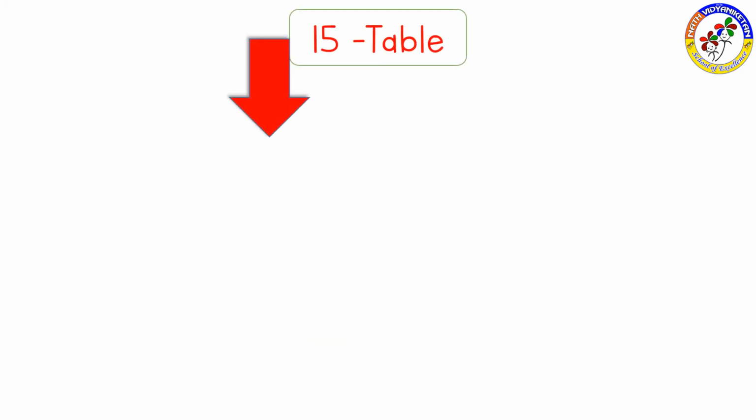Now the 15 table from the 6th step. So write 1 table from the 6th step. 1 6s are 6. 1 7s are 7. 1 8s are 8. 1 9s are 9. 1 10s are 10.